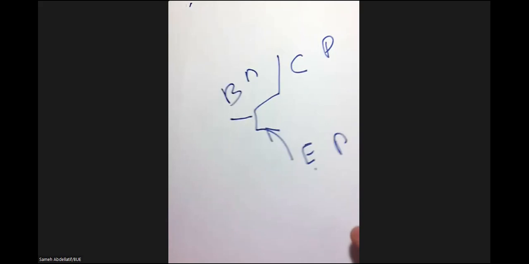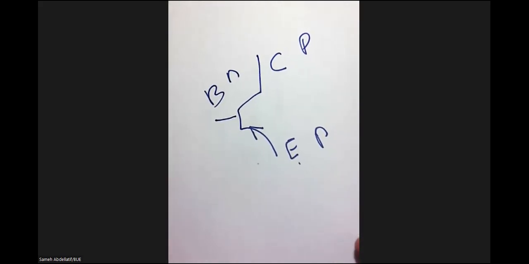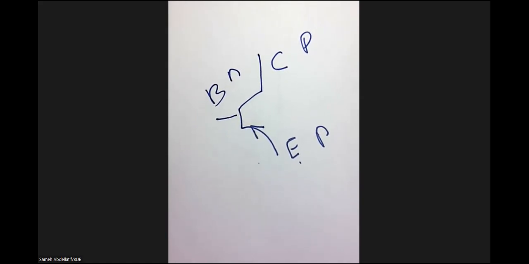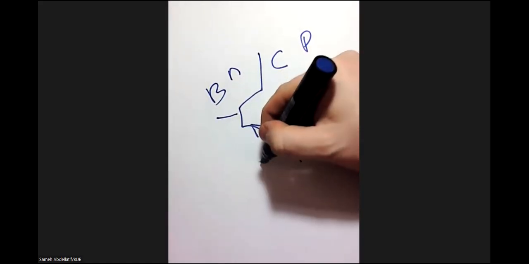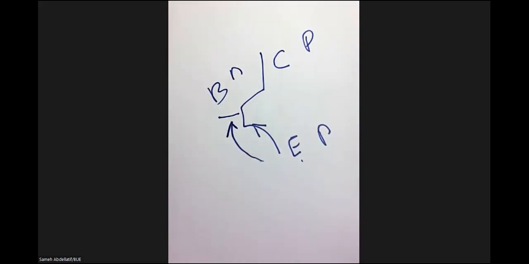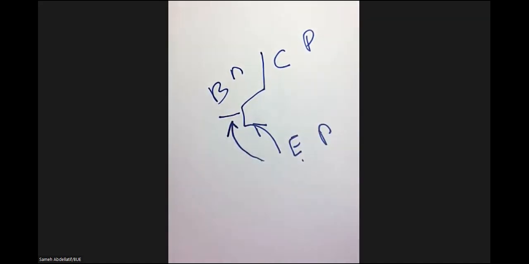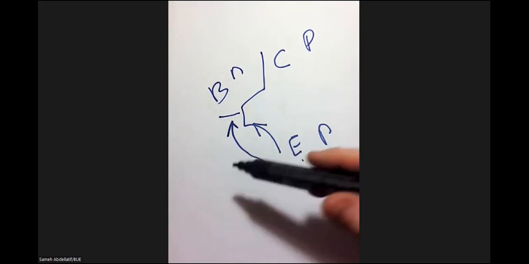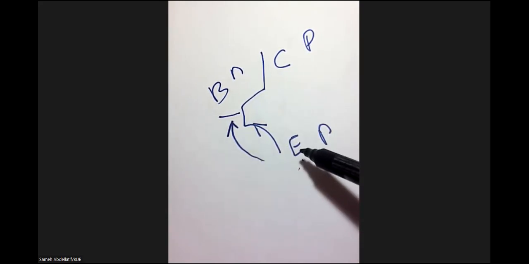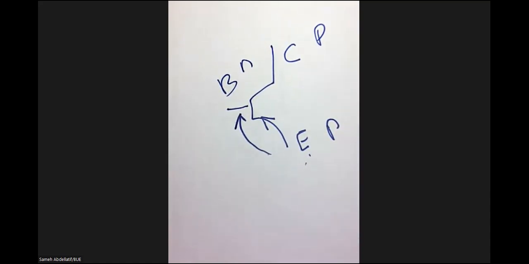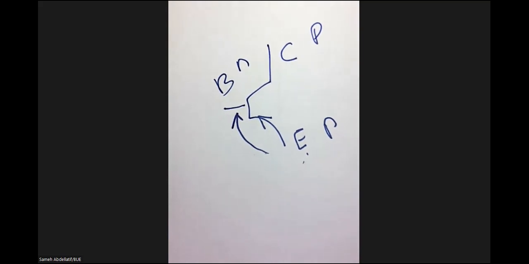Now, for a PNP, it's vice versa. The voltage of the emitter should be greater than the voltage of the base by 0.7. So either we say VEB equals 0.7 or we say VBE equals negative 0.7. In all cases, the voltage of the emitter should be greater than the voltage of the base by this 0.7, the built-in potential VBE on. Okay, so why did we mention this?